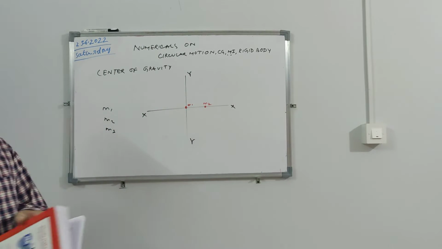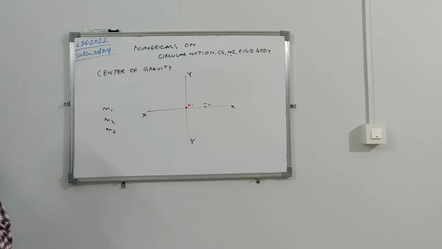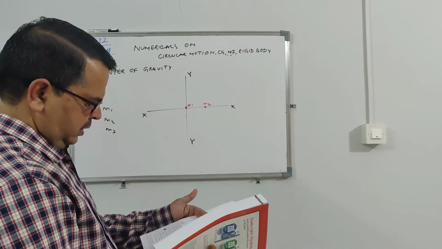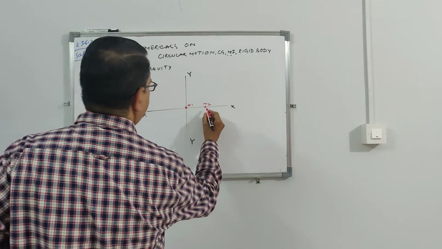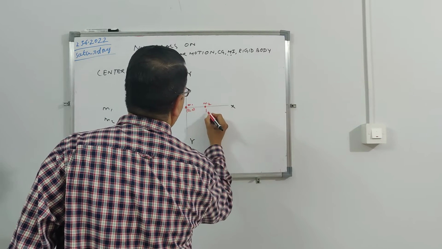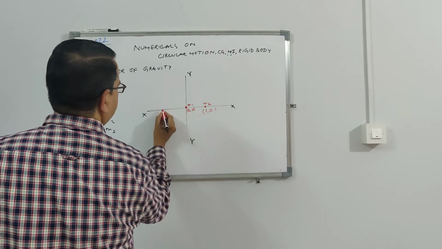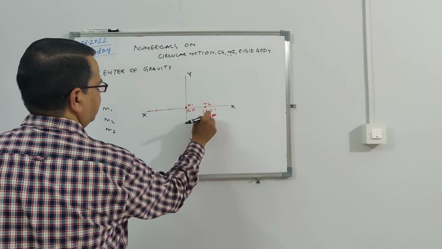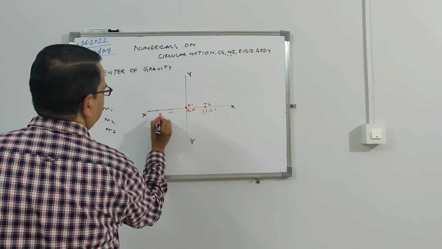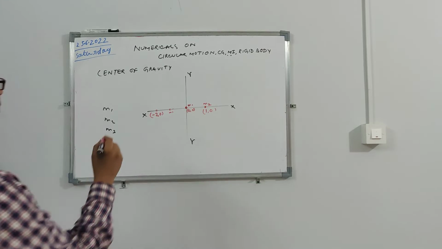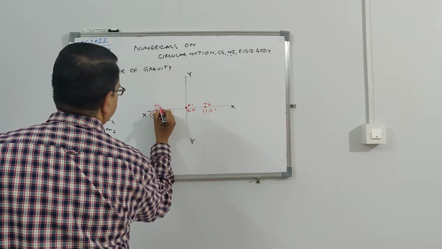Then there is another particle at (-2, 0). So this is 1, this is (0, 0), this is (1, 0). If this is 1, this is also 1, so this is -1 and this is -2. So this will be (-2, 0), y is 0. This is the point where your m3 lies.